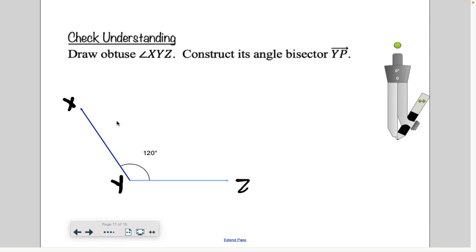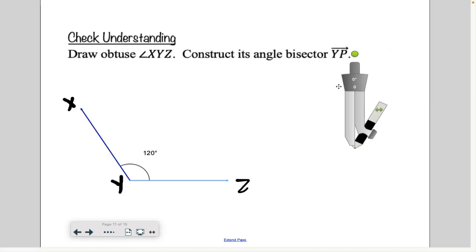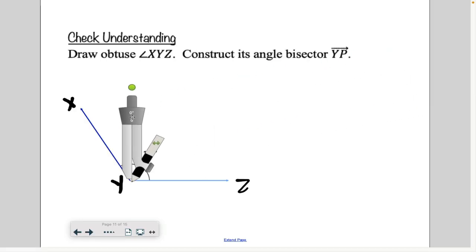Construct XYZ, so I did that, it's obtuse. Construct its angle bisector YP. What was the first step? Put the compass on the vertex. So no matter what angle you drew, I'm going to put the point on the vertex and do what, everybody?